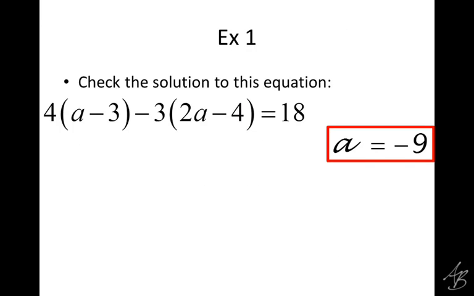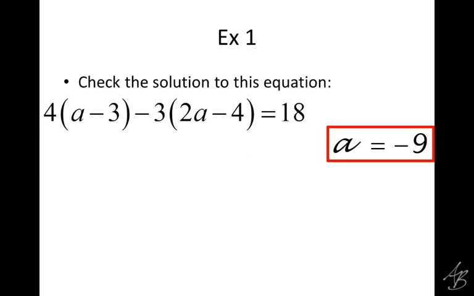Okay, so let's do this. Here's an equation, and I solved this equation. I got an answer here, and I want to check to see if my answer is correct. So we're going to follow those steps that we just did. I want you to write down that equation for example 1, and then off to the side put the answer. Now, why did I put the a equals negative 9 over here instead of underneath it? Because when we check it, our work is going to go underneath, right?